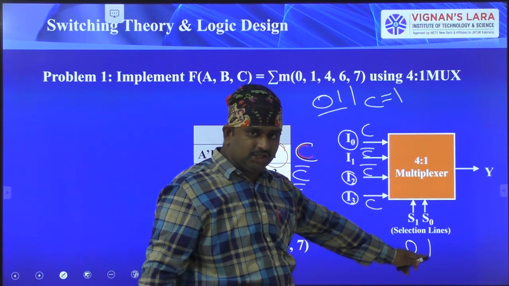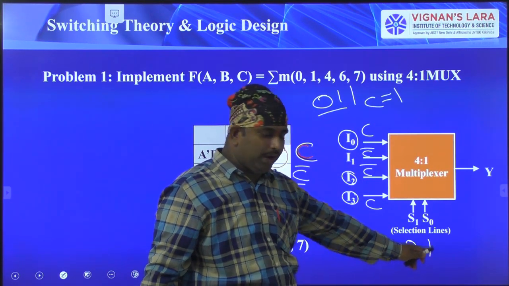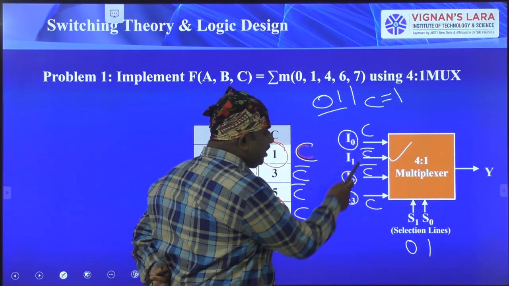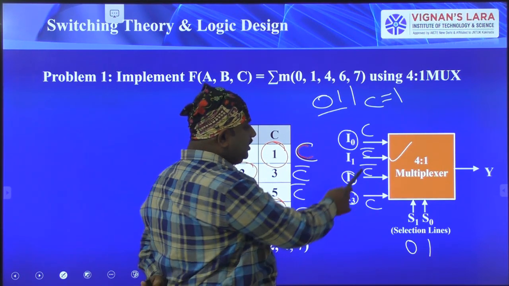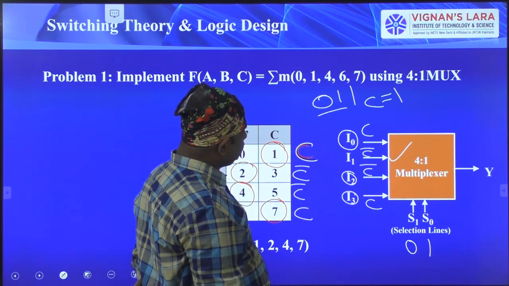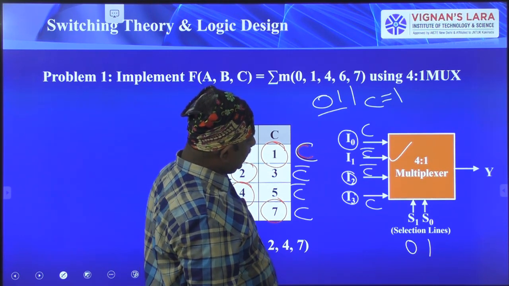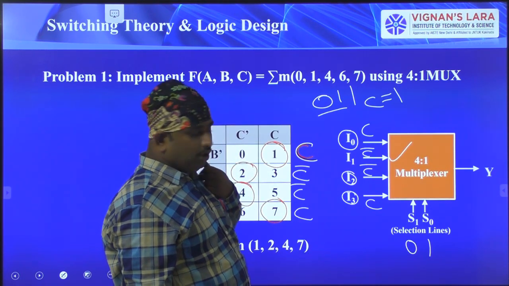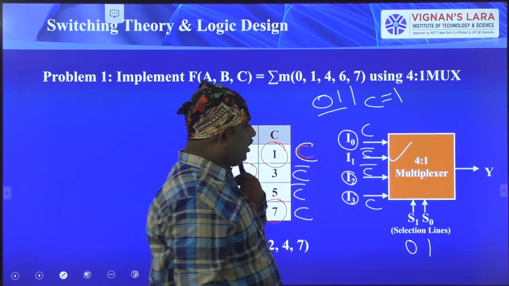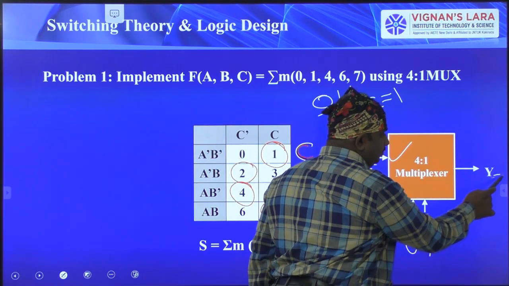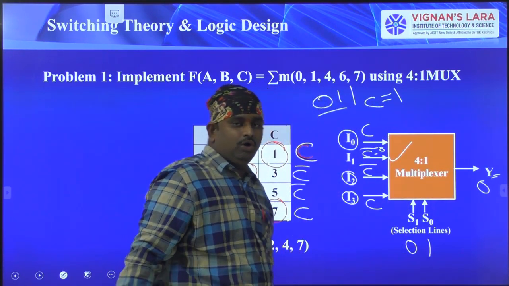When you select 0, 1, this line goes to select. Here we have the C bar value. If C is equal to 1, C bar is equal to 0. Since the C bar value is equal to 0, the output is equal to 0.